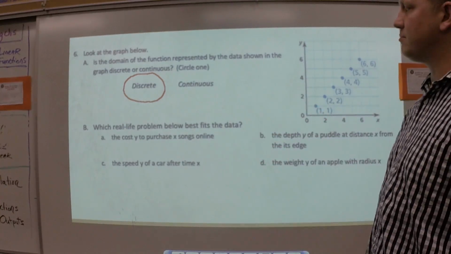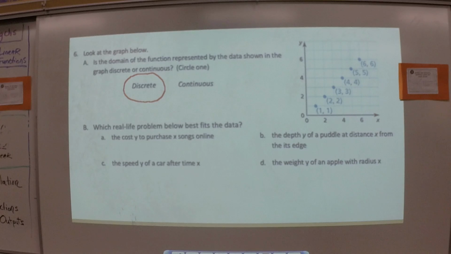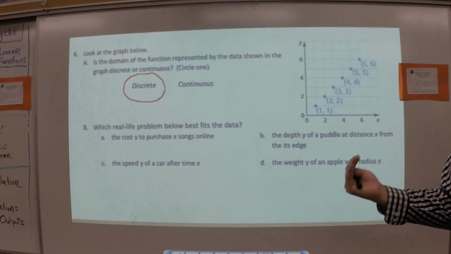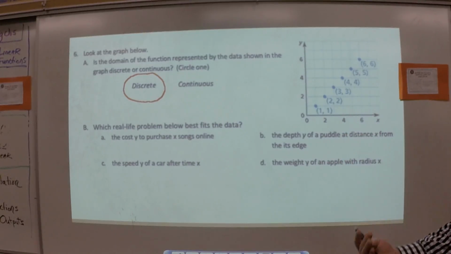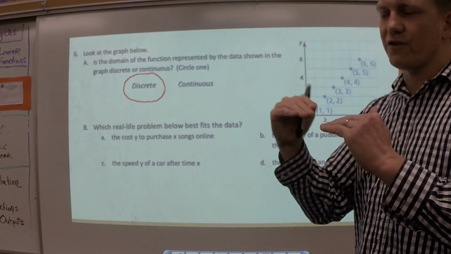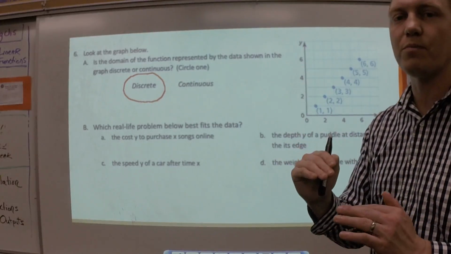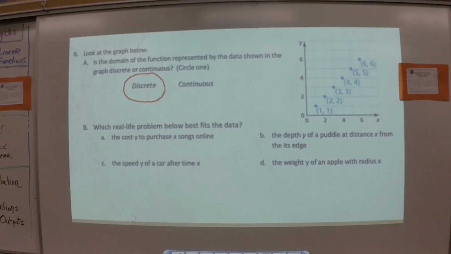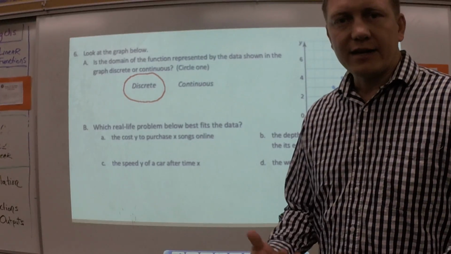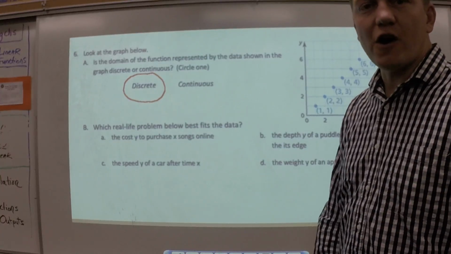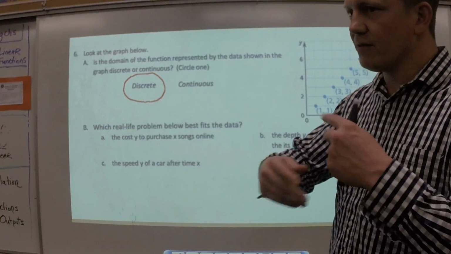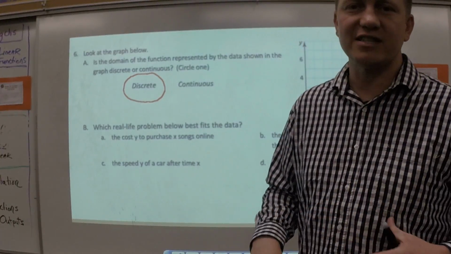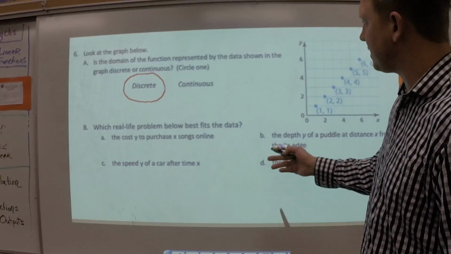Which real-life problem below best fits the data? The depth of a puddle can be a lot of different distances, right? Think about sea level. You can go up in sea level through all of your different distances: 1 foot, 1.2, 1.3. You can have a continuous amount, right? And if you look at the stopwatch on a phone, like an iPhone, if you start the clock, it flows continuously through all of its decimals. And so that would be continuous.